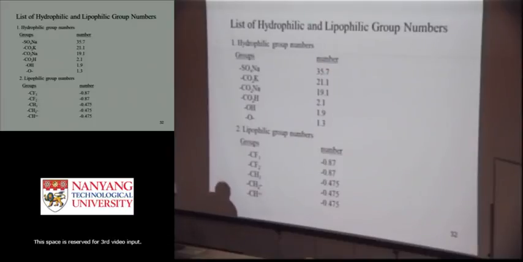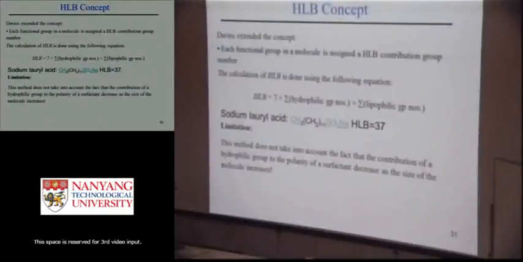So you simply add all these values together, but don't forget there are 11 repeats of this CH2. You have to multiply that value by 11 and add another 7. Finally, the value is around 37. Okay, this is the HLB value. So quite straightforward: add the HLB values of the individual functional groups together, and you will get this HLB value.